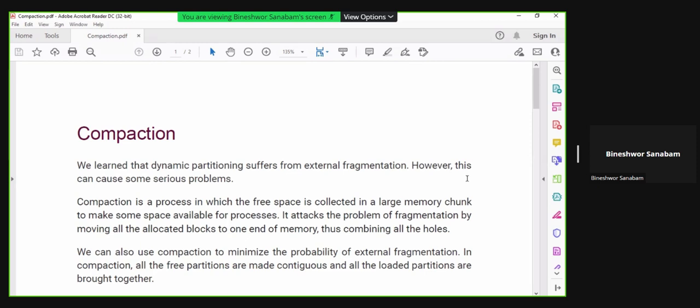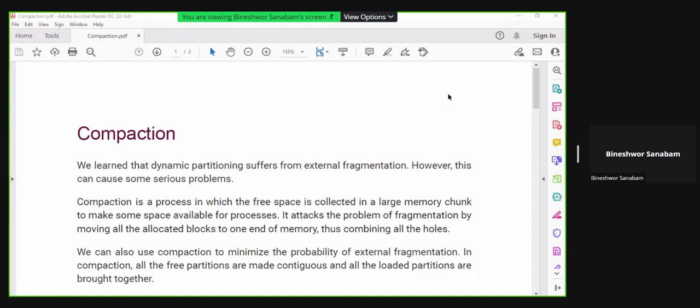So what is compaction? Compaction is a process in which the free space is collected in a large memory chunk to make some space available for the processes. We know that when we have external fragmentation, we have different partitions that are left out and cannot be used for any process since they are not in a contiguous or sequential manner. So to bring all those partitions into a sequence, we may use this technique.